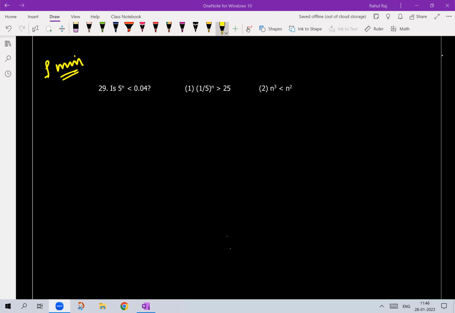Absolutely. So see here, the question says: is 5 to the power n less than 0.04? Now, first of all, until we understand the question, there is absolutely nothing to do in the question. You can't do anything with the statement. The question understanding is pretty simple.